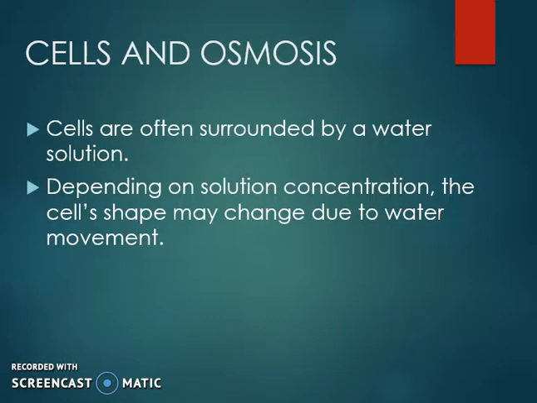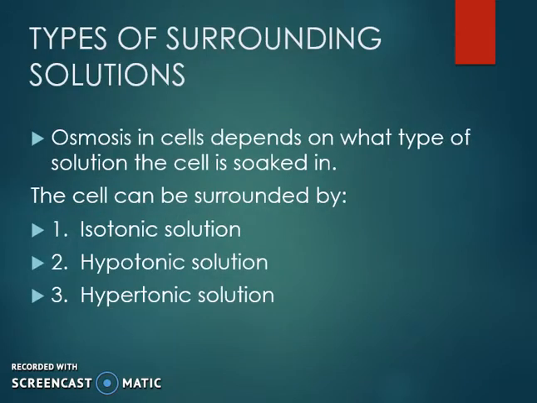What do I mean by that? We have three options. We have isotonic solution, hypotonic solution, and hypertonic solution. We're going to go through all of them. But osmosis in cells depends on what type of solution those cells are soaked in.